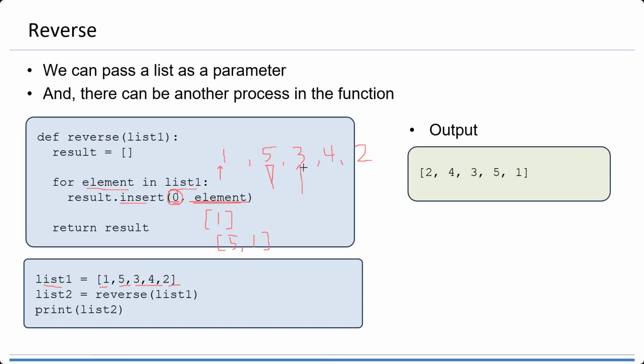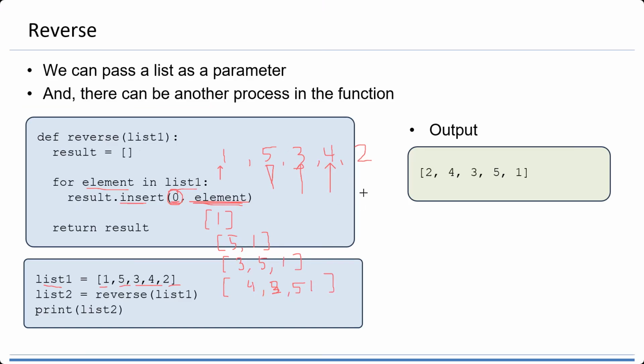Now we are at the next element, which is 3. Insert at index 0, so we insert 3 at index 0. Then the remaining will be 3, 5, and 1. When we are at the element 4, we insert at index 0. Insert 4 at index 0. So we have 4, 3, 5, 1.